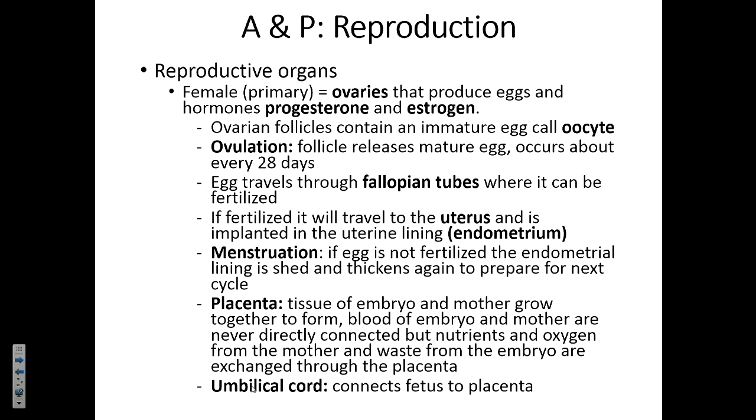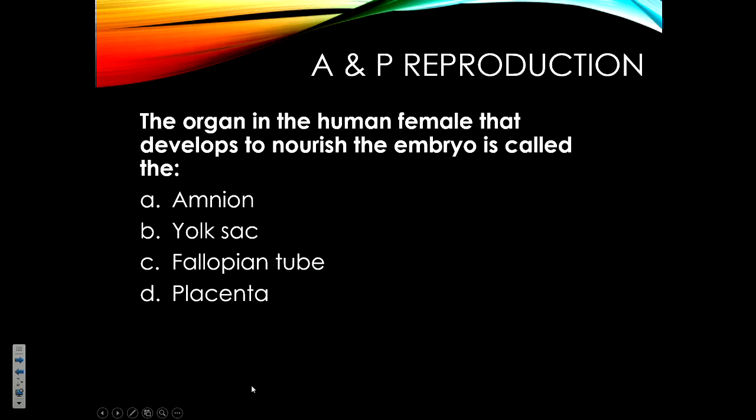What is the overall role of the placenta in pregnancy? To protect the tissue of the embryo and grow together to help concentrate and connect the nutrients from the mother to the baby. And then the umbilical cord, what's its function in pregnancy? Connecting the fetus to the placenta. So all of those components that are involved in the female reproductive system and the male reproductive system, how those sex cells are created, and the overall parts of those two systems.